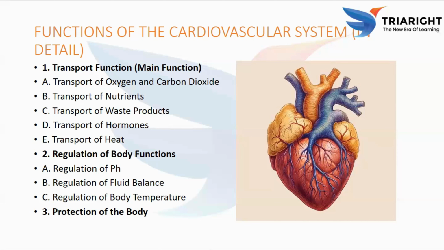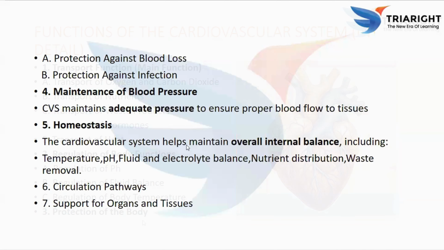And the third function is the protection of the body. So protection of the body means protection against blood loss, nothing but the clotting mechanisms like platelets and clotting factors, they prevent the bleeding, right? This is the function of the protection against blood loss. And protection against infection. So white blood cells destroy the pathogens and the antibodies provide the immunity.